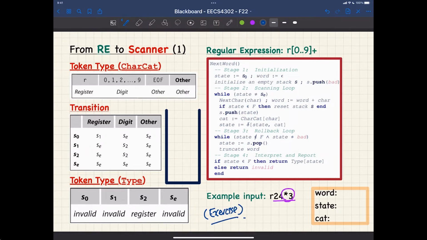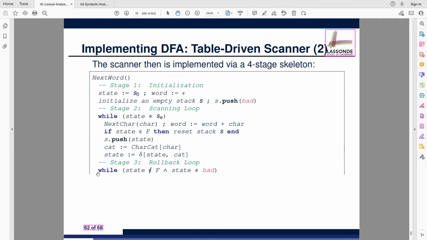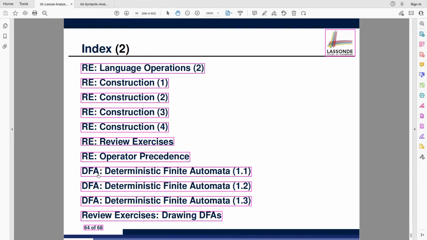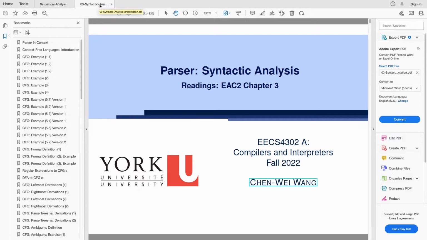All right. If no further question, that will be it for the scanner, the lexical analysis. So we're done. We can now move on to this one here. If no more question, I would suggest we take a 2-minute break, and then we'll start this new lecture. All right? Take a break.